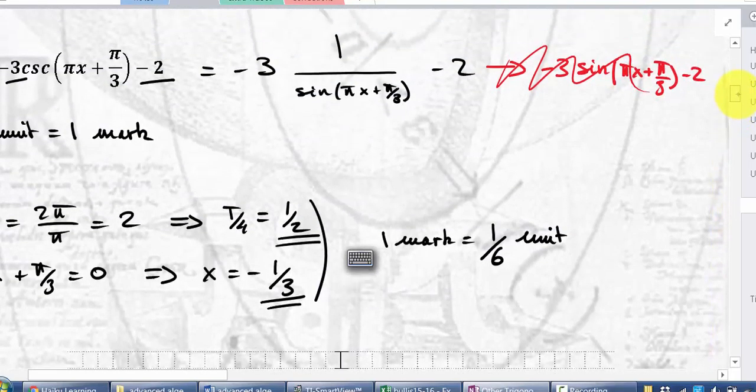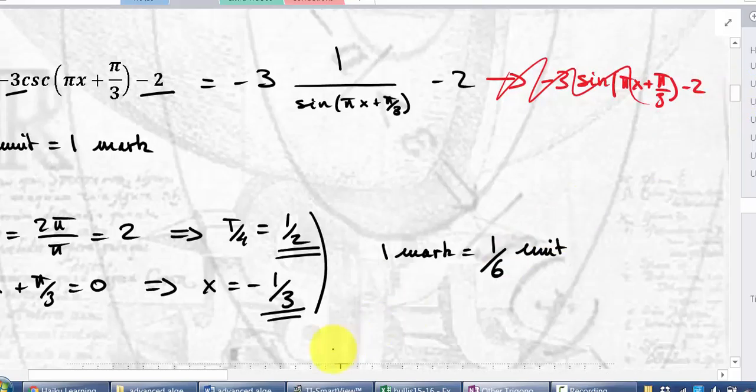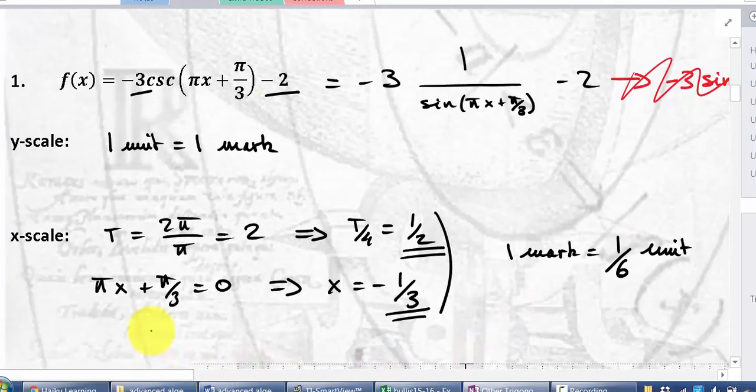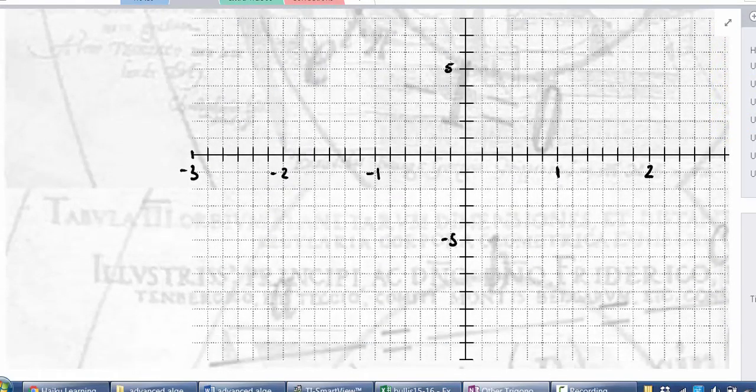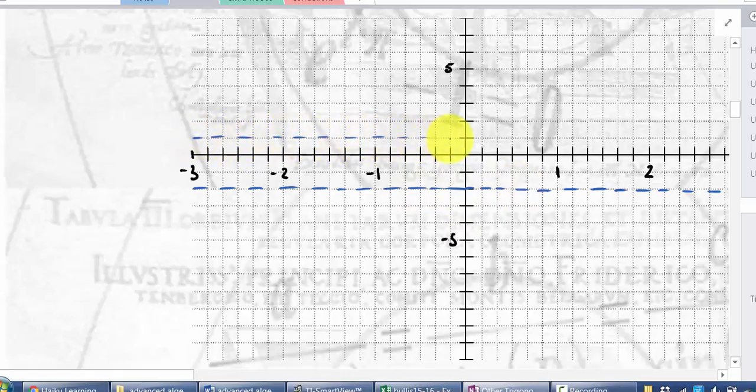Let's now draw my horizontal lines. There are 3 horizontal lines. The middle line is at -2, and then the amplitude is 3. So my horizontal line at -2 right there is the middle line. And then 3 up and 3 down.